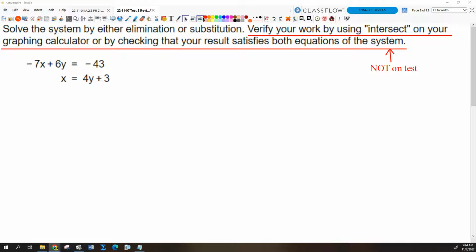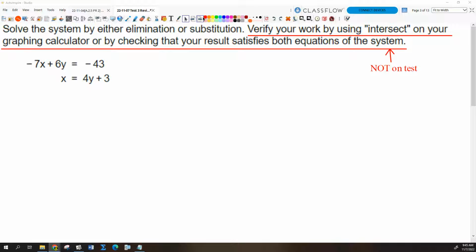Now, I changed the wording on the test so it won't even say this, but on the first part of the test, you will not have access to the graphing utility. So you have to do this algebraically. Do you guys want to see an example of substitution or not? I don't want to waste your time. Let's go through a quick one.